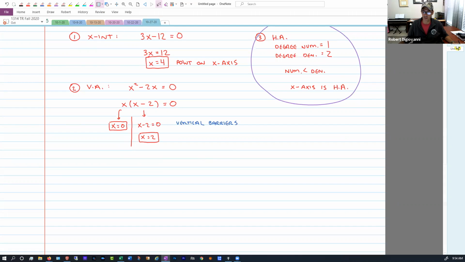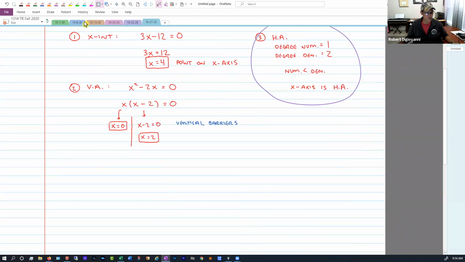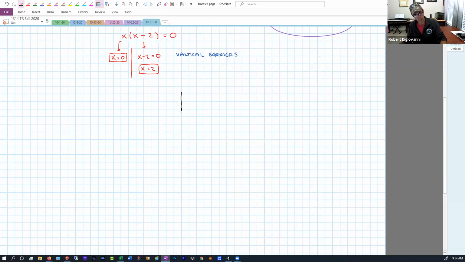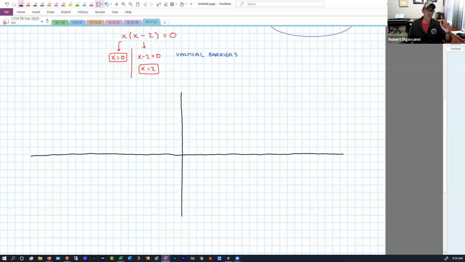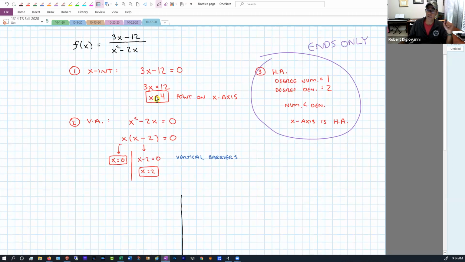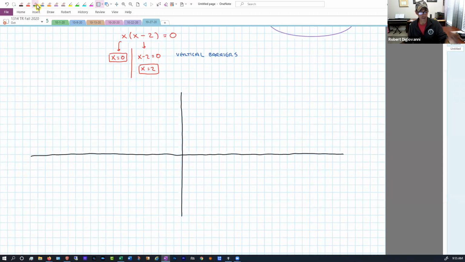All right, step 4. Time to plot all the information that we have so far. So I'm going to start to put this together into a graph. The way I like to start this is I draw my x and y axes, give myself plenty of room. And the first thing that we know is that we have an x-intercept at 4, right? An x-intercept at 4. That's a dot. It's part of my graph. So I'm going to draw my graph in green, okay? So let's say that's 1, 2, 3, 4. I'm going to put a big old dot right there. Okay, that's part of my graph.